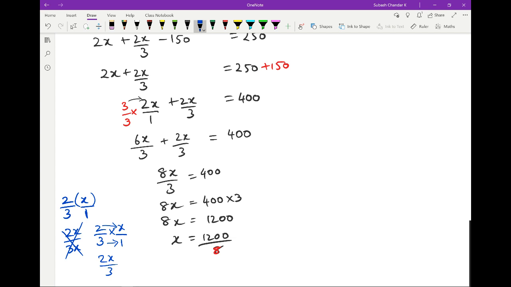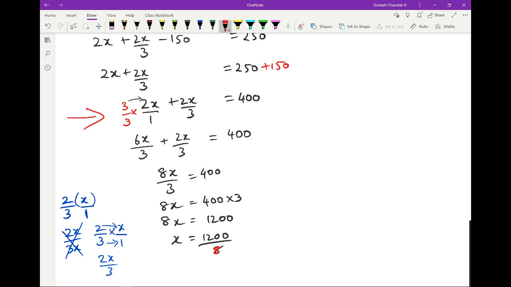2x plus 2x, equals 400 times 3? No. Definitely no, you cannot do that. You can only multiply by 3 if everything on the left-hand side has got a denominator of 3. So that's one of the main reasons I'm doing this step right here, because that original first 2x doesn't have a denominator of 3. It's got a denominator of 1.